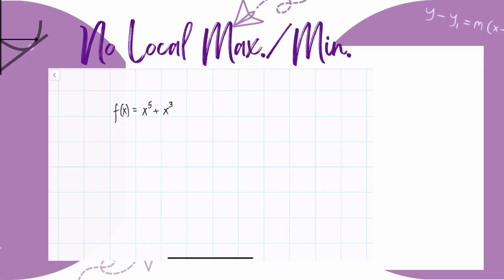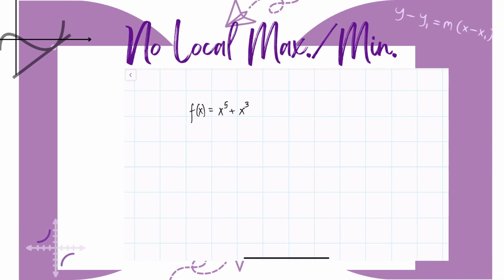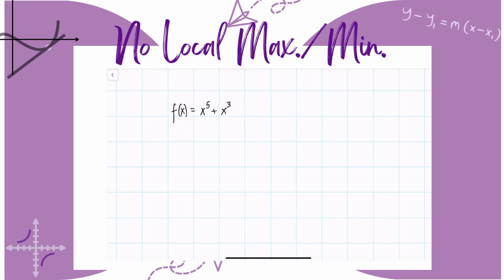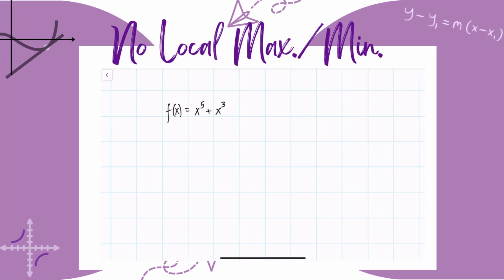To find what the maximum point or minimum point of this particular function is, we're going to get the derivative. So the derivative of this we know will be 5x to the power of 4 plus 3x to the power of 2, based on the power rule that we learned before.